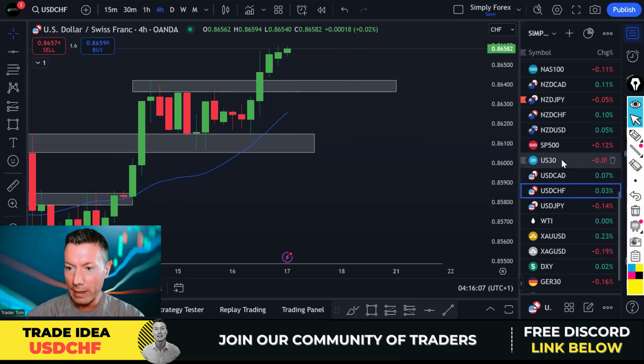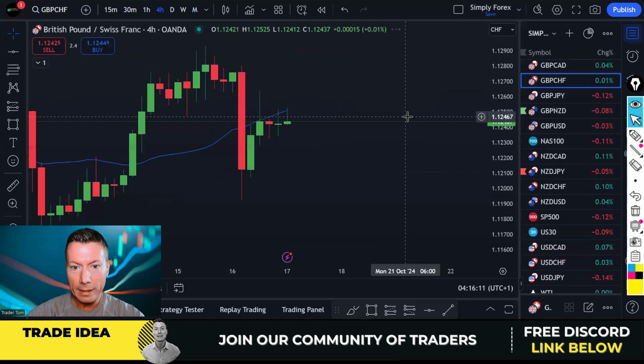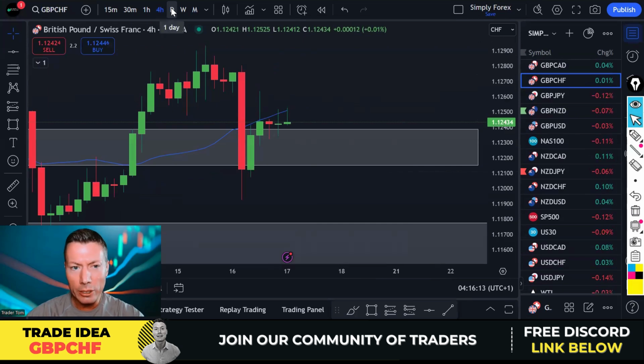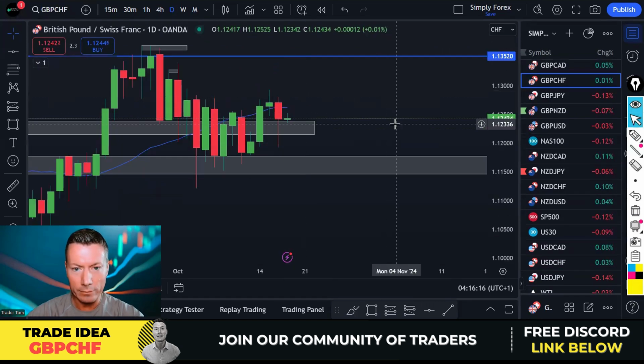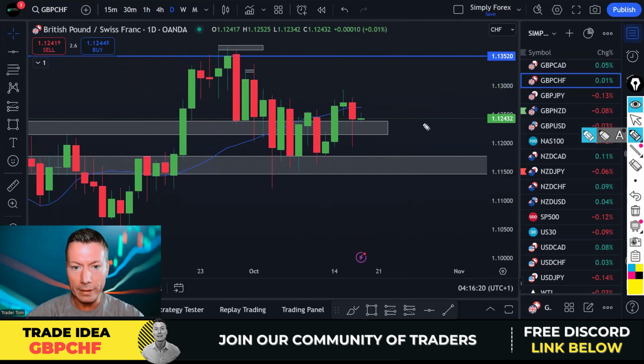Also, pound Swiss franc, there's more, guys. There's more trades we're looking at. Pound Swiss franc. This is a tricky one in terms of price action, guys, right? On the daily, it's quite clear, but the H4 is scruffy.